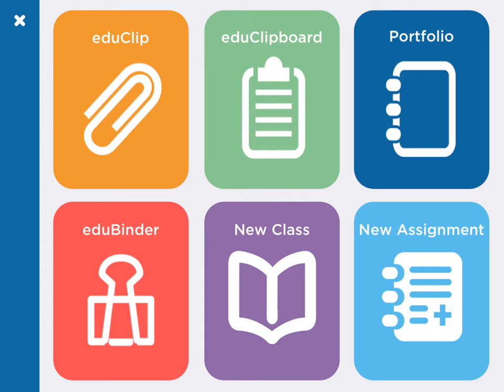The bottom row probably won't need to use EduBinders if you're creating collections of resources to sell. And then new class and new assignment would be if you were using the app as a learning management system, which it doesn't have nearly the functionality that something like Canvas or Edmodo has, but you can create classes and assignments within it if you want. But I think the main power comes from these at the top, the clips and the portfolio.